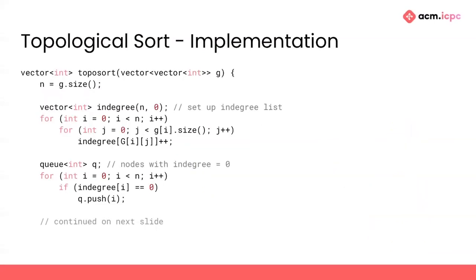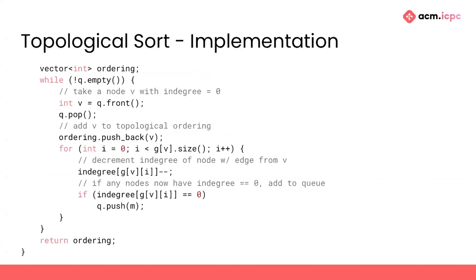Okay, so now we have the C++ implementation of topological sort using the steps that we introduced earlier. We'll first make an Indegree list here. And then we will make a queue. The queue is used to keep track of nodes that have integrity 0, so that we can access them to know which nodes to remove from the graph at each step.